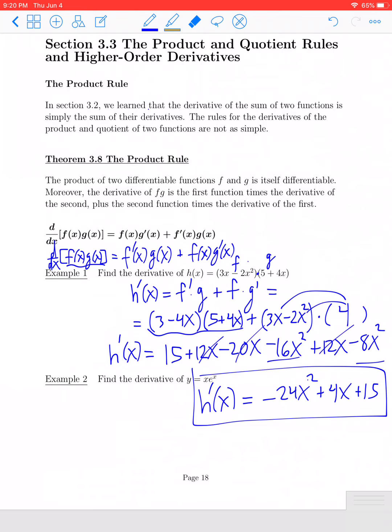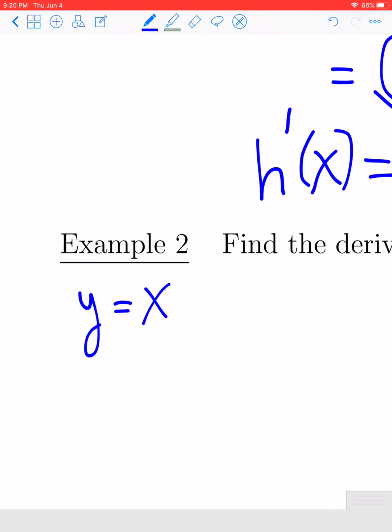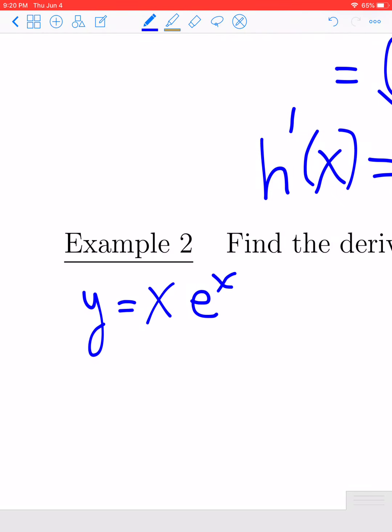Let's take a look at the next one. We have y equals x e to the x. Again, the key thing for us at this point is recognizing that x times e to the x is a product. It's the product of the function x with the function e to the x. So once again, we're going to use the product rule.